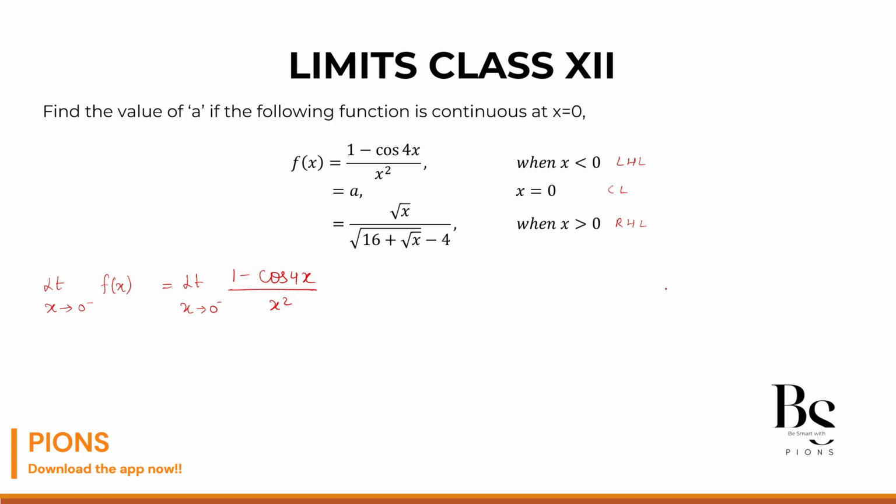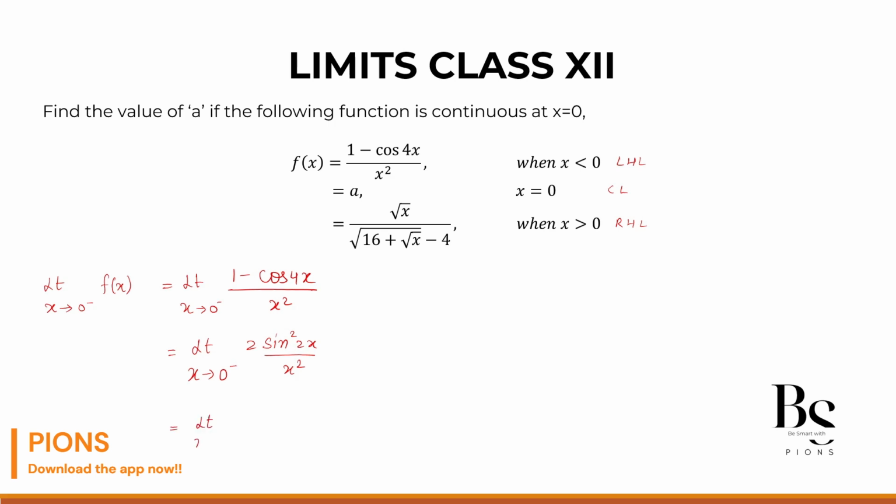Now 1 minus cos 4x. Let me remind you, half angle formula, 1 minus cos 2x is 2 sin square x. So if we double the angle here, this angle will also get doubled. So 1 minus cos 4x must be equal to 2 sin square 2x. Be very careful with this. If you double the angle on the left hand side, the right hand side angle also gets doubled, not the whole value. So this will give us limit x tending to 0 negative 2 sin square 2x upon x square. Correct?